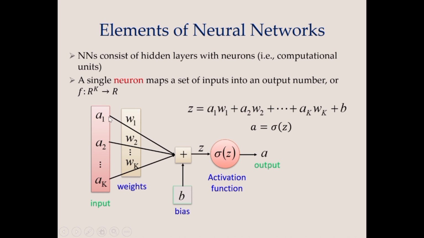So a1, a2, ak represent the inputs, and w1, w2, wk represent the weights. After the summation, a bias is added, and we get the output z. Then an activation function is used, represented by sigma of z. So the final output is a. A single neuron maps a set of inputs into an output number.